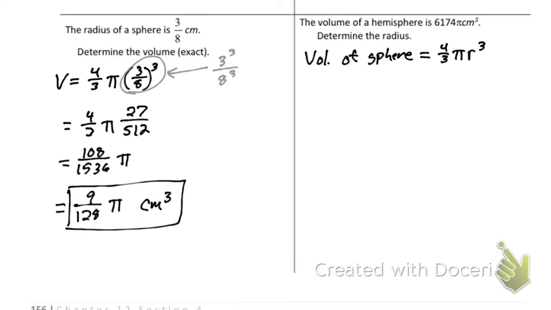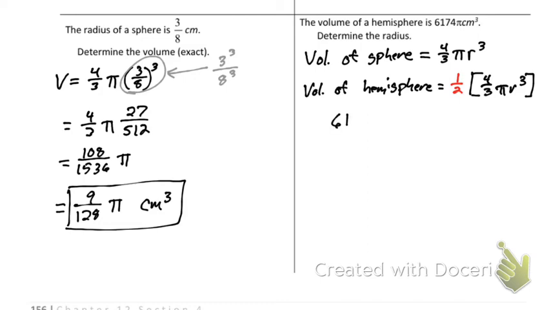So if the volume of a sphere is 4 over 3 pi r cubed, then our volume of a hemisphere, since it's half a sphere, is going to equal 1/2 times that 4 over 3 pi r cubed. All right, now what are they even asking me? They say that the volume of the hemisphere is 6,174 pi. So we're going to replace the volume of the hemisphere with that 6,174 pi.